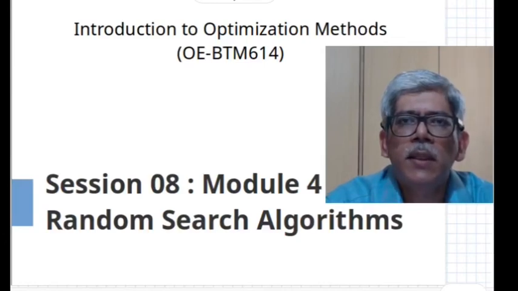We'll see the basic random search algorithm in more details, and finally we'll apply the random search algorithm to solve a nonlinear optimization problem with constraints. Let's proceed with the differences between deterministic and stochastic methods.